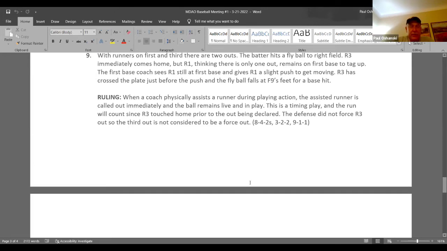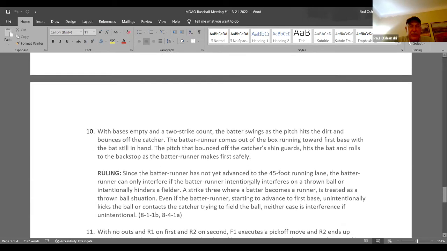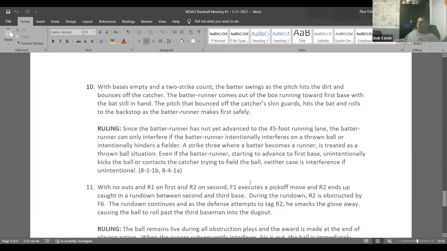Okay. That was a filler question, sorry. With the bases empty and a 2-strike count, the batter swings as the pitch hits the dirt and bounces off the catcher. Batter runner comes out of the box running toward first base with the bat still in hand. The pitch that bounced off the catcher's shin guards hits the bat and rolls to the backstop as the batter runner makes first safely.